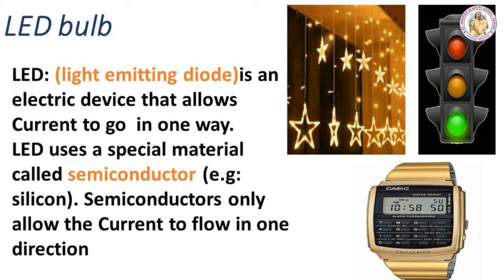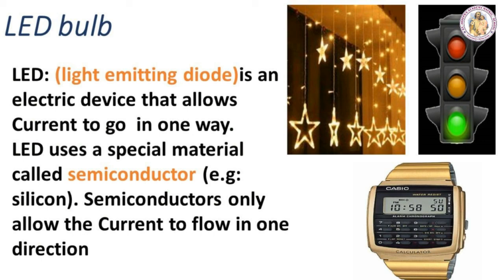LED bulb. LED, a light emitting diode, is an electric device that allows current to go in one way. LED uses a special material called semiconductor, for example silicon. Semiconductors only allow the current to flow in one direction. The color of the emitted light will depend on the type of materials used, with the help of chemical compounds like gallium arsenide and gallium phosphide.